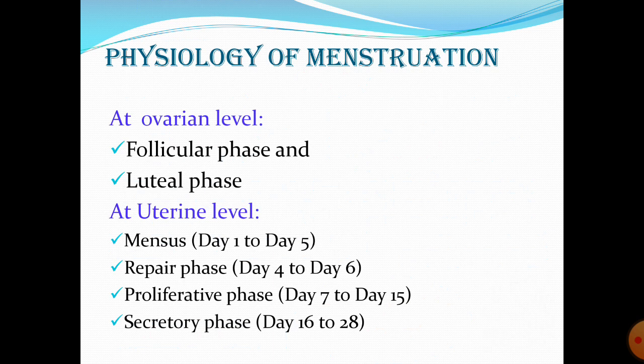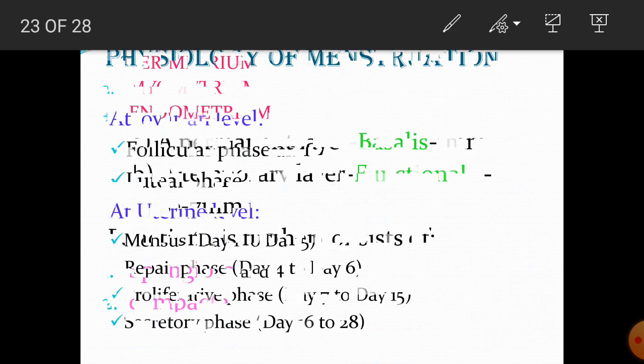So whatever is there in the slide, I have simply briefed here. At ovarian level, the follicular phase and luteal phase. At uterine level, menses, day 1 to day 5. Repair phase, day 4 to day 6. Proliferative phase, day 7 to day 15. And secretory phase, day 16 to day 28.